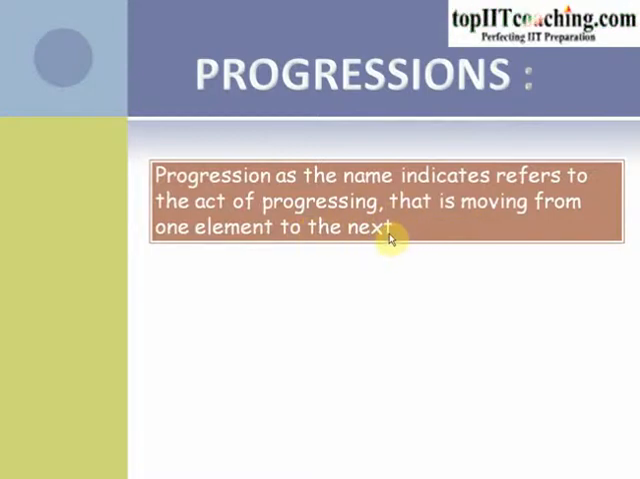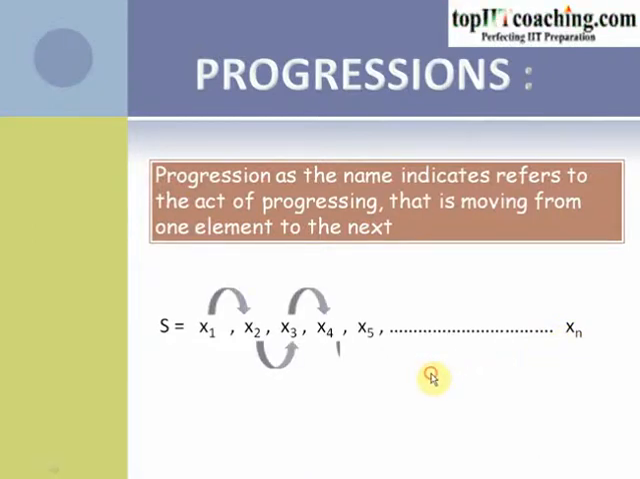So, if we have a sequence or a series in which we have got a number of terms or elements, then the act of progressing, or the movement from one element to the other, is known as progression. For example, if we have a sequence S which has n terms x1, x2, x3, x4, x5 and so on up to xn, then the act of progressing from one element to the other is known as progression. So we are progressing or moving from one element to the other.